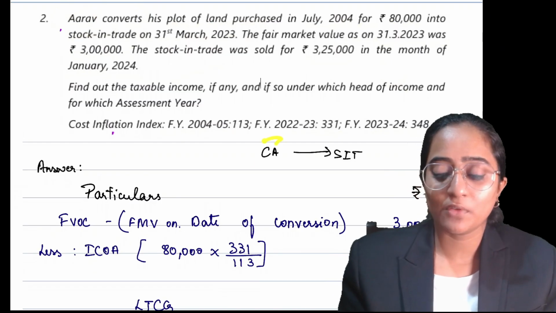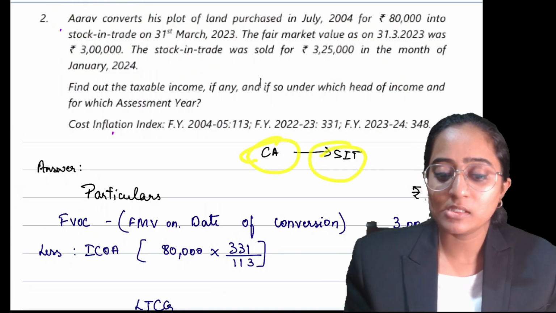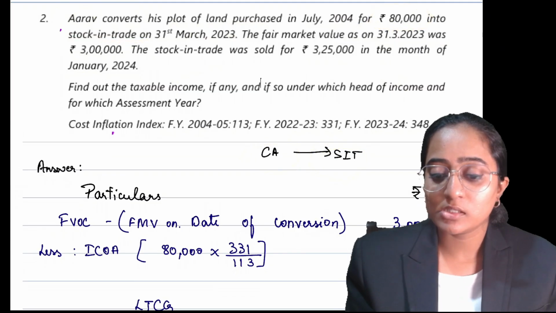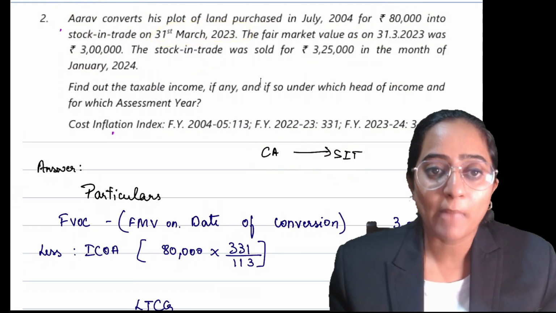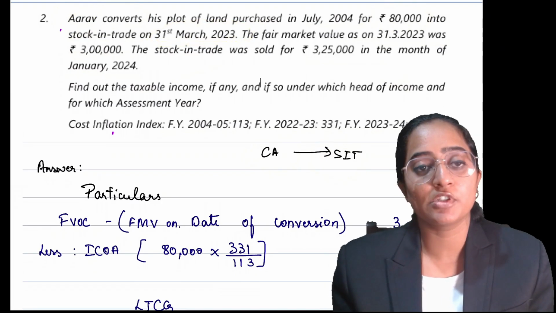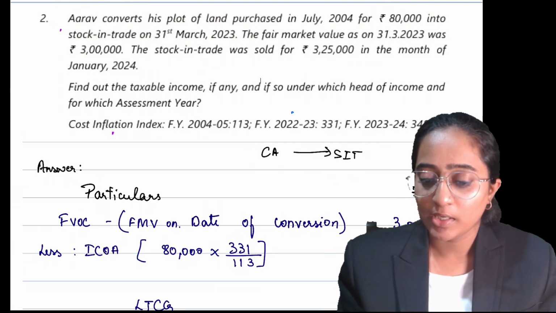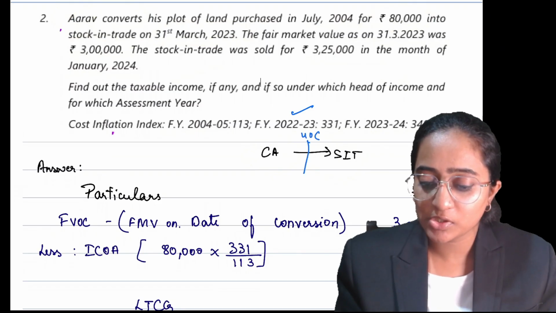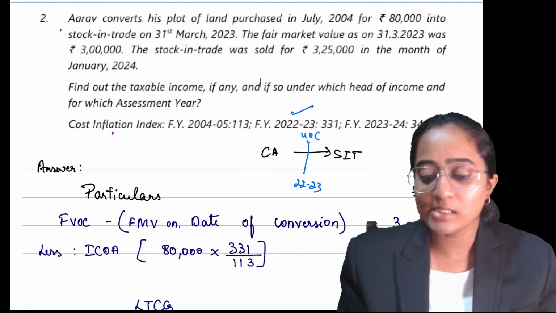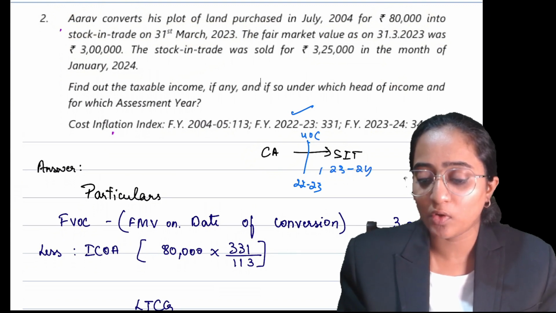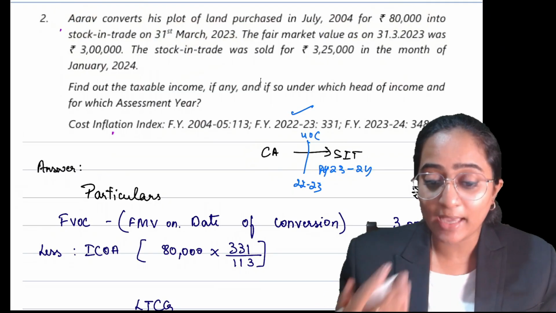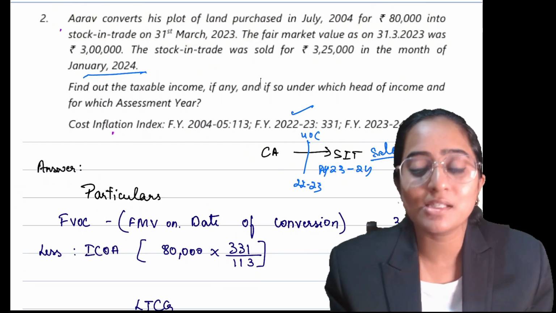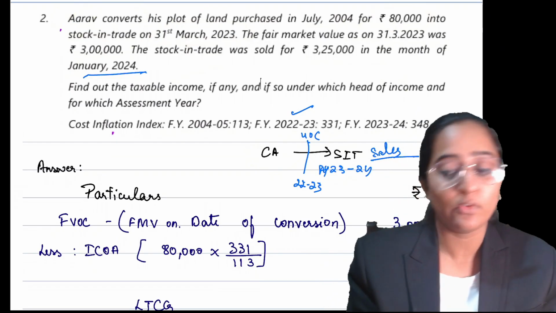Now, this is the concept of conversion of the capital asset into stock in trade, people. That is, Aarav converts his plot of land for 80,000 into stock in trade. That is, date of conversion is going to be 31st March 2023. That is, year of conversion would be 22-23. Now, after the year of conversion is 22-23, can I say in the year 23-24 PY, which is relevant for us, you have actually sold it in Jan 24. That is the sale of that capital asset converted into stock in trade has happened in 23-24.